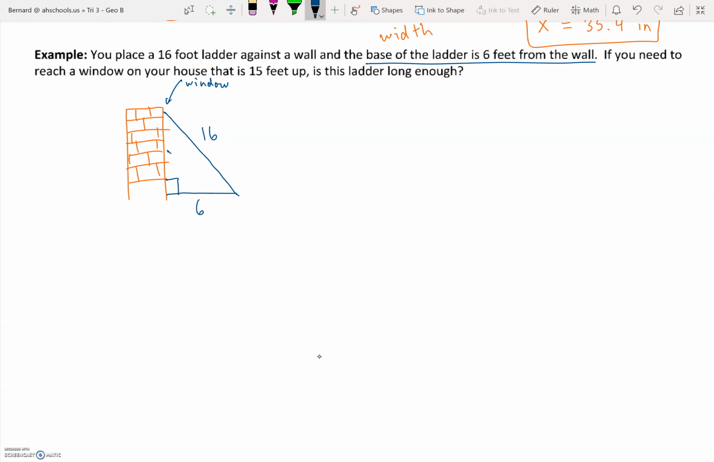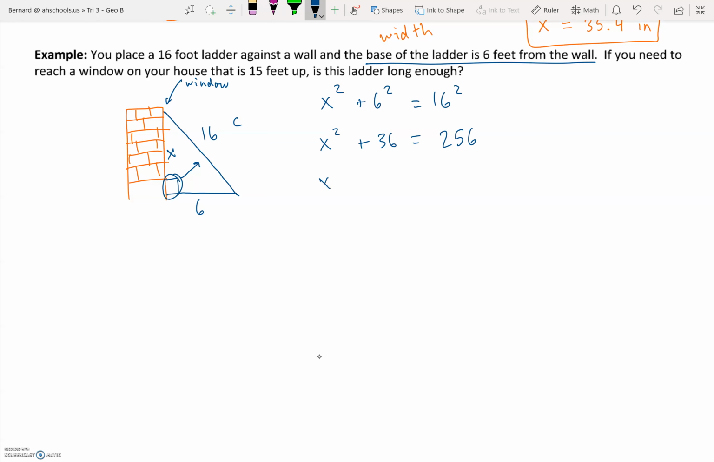And so really we need to figure out how high this is reaching. We're going to call it X, and we'll compare it. If it's bigger than 15 feet, we can reach the window. If it's smaller, we can't reach the window. And so let's do this. Again, find your 90, go across from it. That's our hypotenuse. That'll be C. And so 16 is C this time. So X squared plus 6 squared equals 16 squared. Let's solve this. X squared plus 36 equals 256.